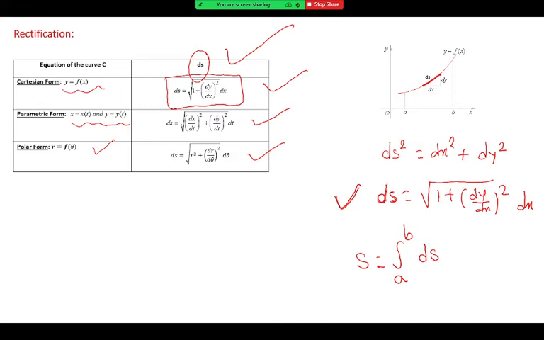Now we'll come to our main article, the main topic. The main topic is surface area and volume of revolution.